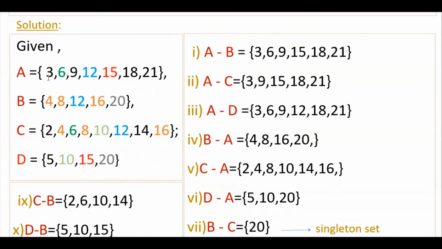First one, A minus B. If you see here, the elements of A, you have to write all the elements of A, excluding the elements of B. That means you have to take out the common elements. Here only 12 is the common element for A and B.